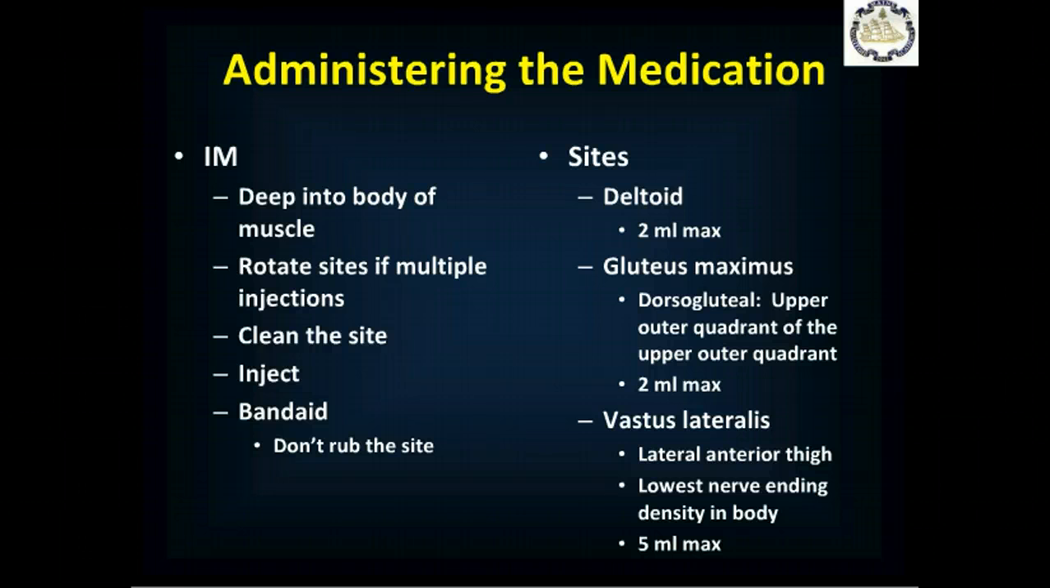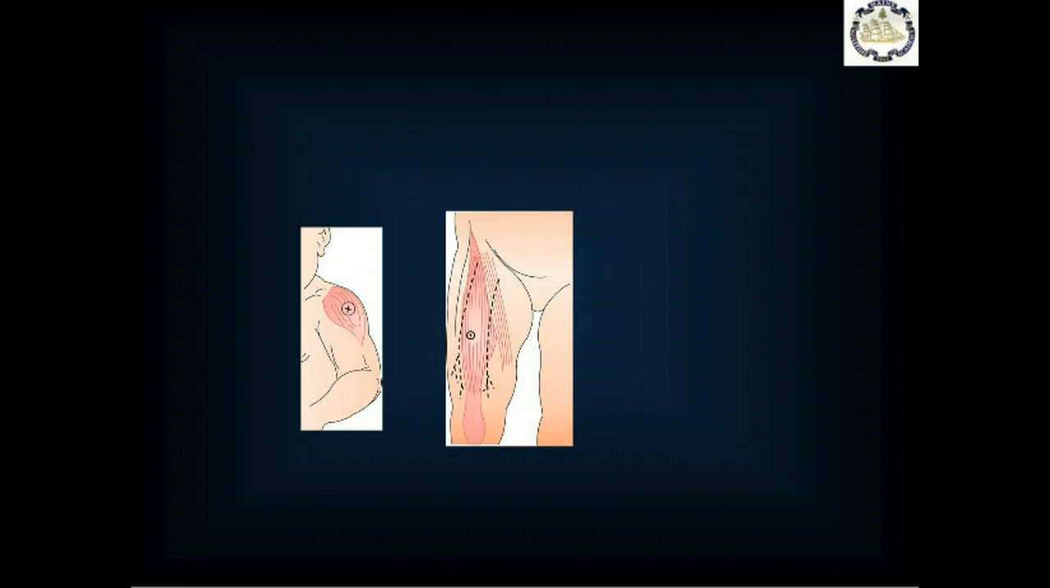In the vastus lateralis, which is the lateral anterior thigh, so the outer side, front of the thigh, you've got the lowest nerve ending density in the body, which means it's the least painful area to give a shot, and you can give up to 5 mL. So that's the deltoid up on the shoulder and the anterior lateral thigh, vastus lateralis, on the leg.